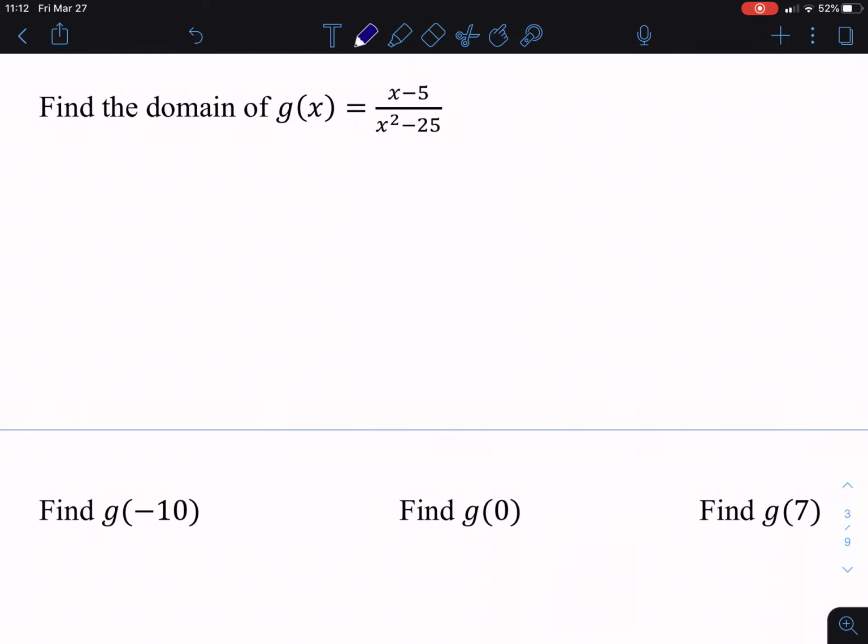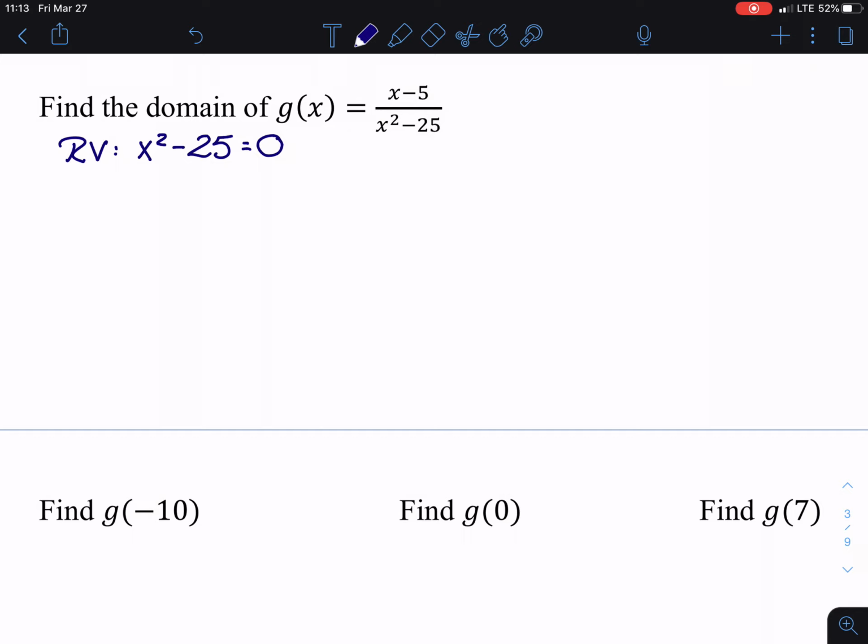Okay, here we're going to do another example of finding the domain of a rational function. So in this case, I'm given the rational function g of x is equal to x minus 5 over x squared minus 25. So remember that finding the domain of g of x means that I need to find the restricted values first. I'm finding the specific numbers that don't belong in the domain. So to find my restricted values, I set my denominator equal to 0.